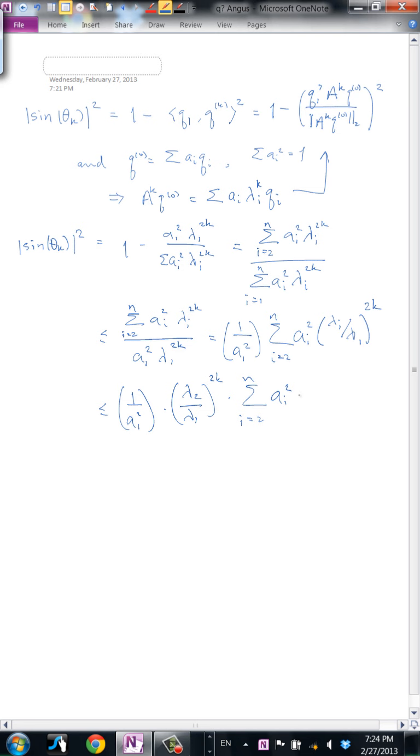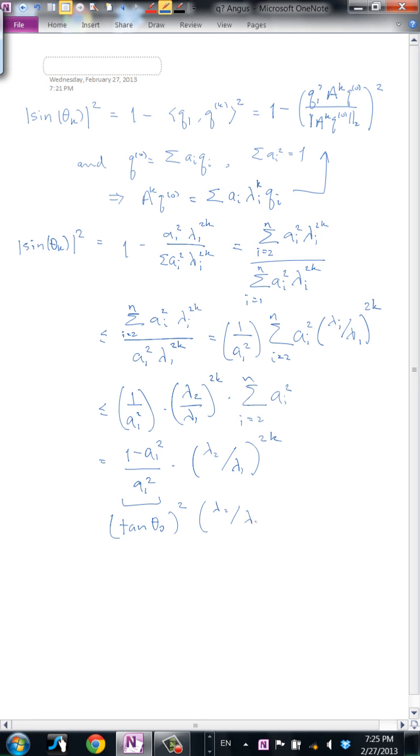But now we can use the identity that the sum of all of the ai squared is equal to 1, so now this is just equal to (1 minus a1 squared) divided by a1 squared times (lambda 2 divided by lambda 1) to the 2k. And with a little bit of refreshing our trigonometry, we'll recognize that this is exactly equal to the tangent of the original angle squared.